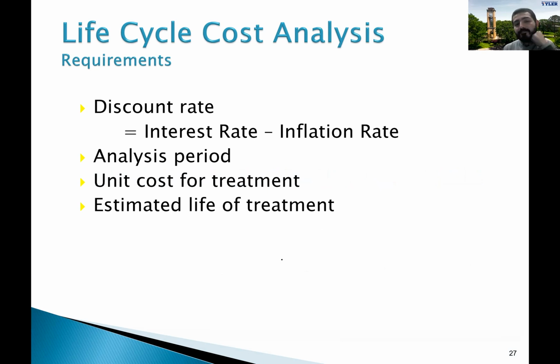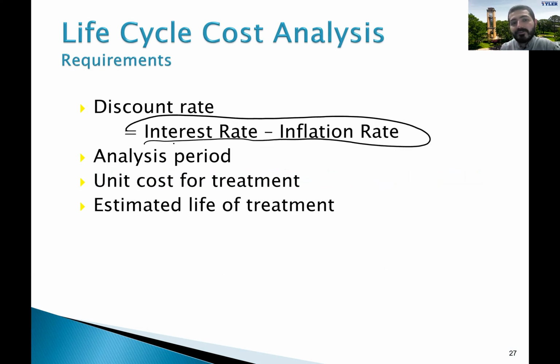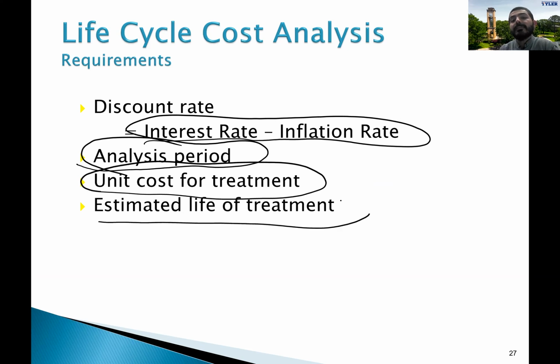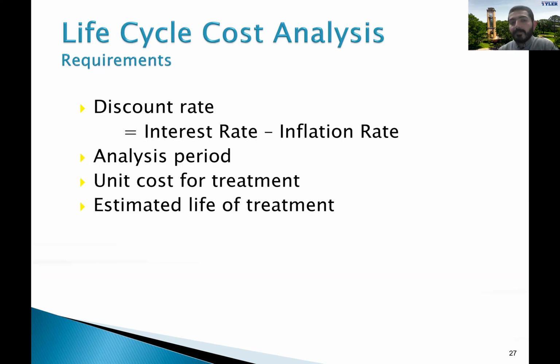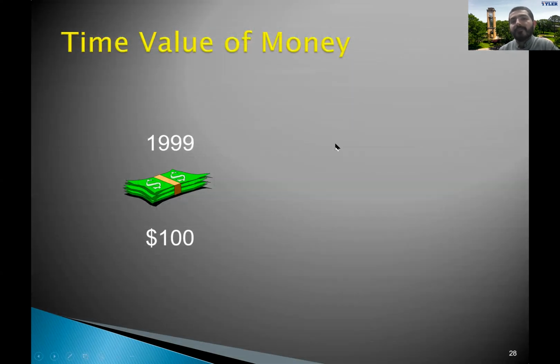So we've gone through some preliminary definitions here. We're back to economics, believe it or not. The discount rate is the interest rate minus the inflation rate, and then we need to know the analysis period. When I put an overlay, for example, how long is it going to last me? What's the unit cost of the treatment, and what's the estimated life of the treatment? Those are four different important numbers. And again, the time value of money.